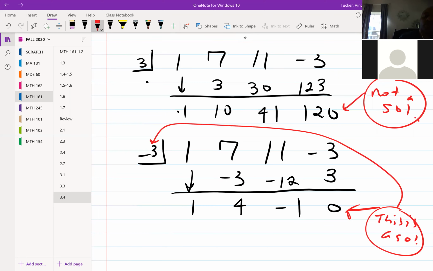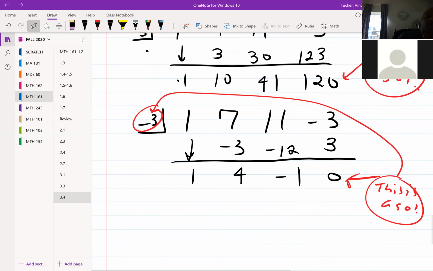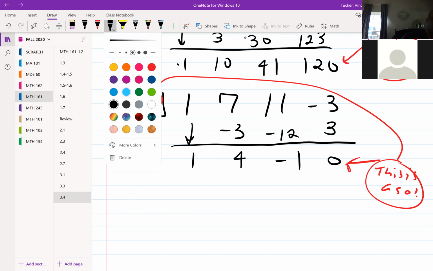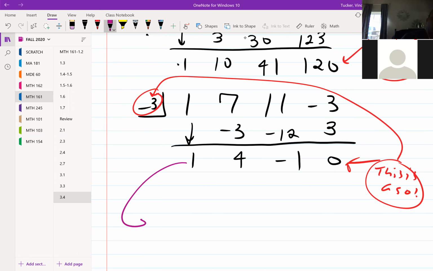So -3 is going to be a solution for us. So now I can find the other two. Because remember, the degree of the polynomial lets you know how many solutions we should receive. Our original function was x cubed plus 7x squared plus 11x minus 3. So we should get 3 solutions out of this.